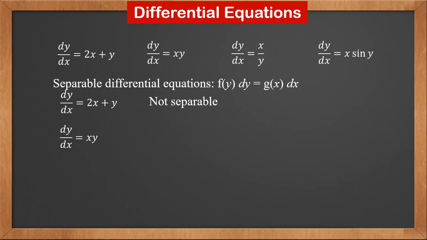dy over dx equals xy. If we divide by y and multiply by dx on both sides, this becomes 1 over y dy equals x dx. The left side is all y and the right side is all x. So it's separable.